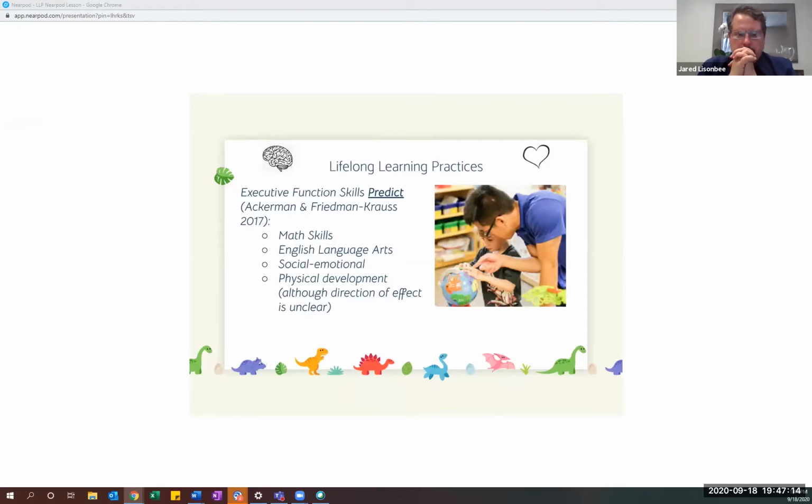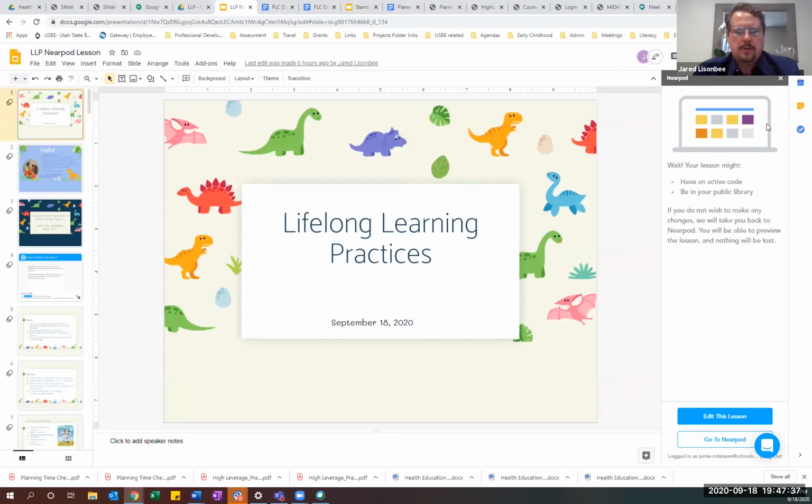So the first one, or I guess before we get on, a little bit of research about lifelong learning practices. A term that's often used with this is the executive function skills. There's a large and growing body of research that talks about the importance of these executive functioning skills. Here's just a few of the things. This was a review article of a number of different studies. Go back for a moment, sorry. That they found are associated with executive functioning.